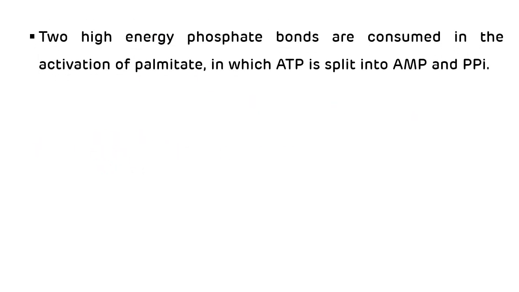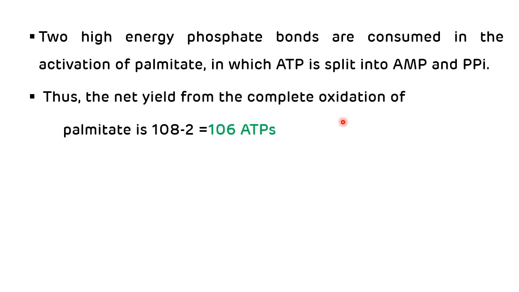Now, there is also utilization of two high energy phosphate bonds for the activation of fatty acids. So the total amount of ATP synthesized at the end of complete oxidation of palmitic acid is 106 ATP. So, 106 ATPs are synthesized at the end of the beta oxidation of fatty acid.